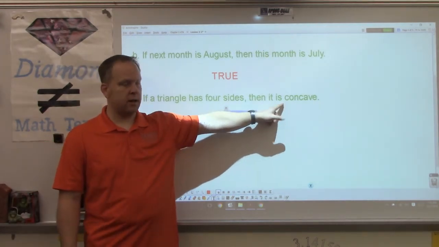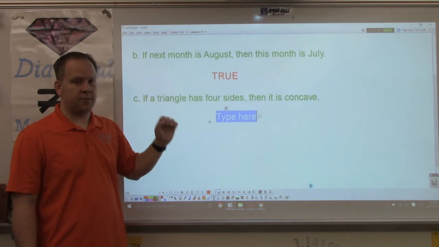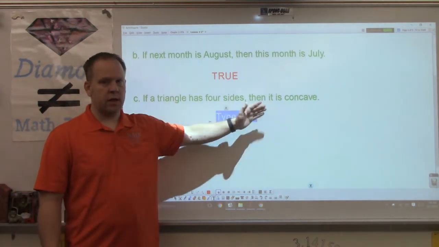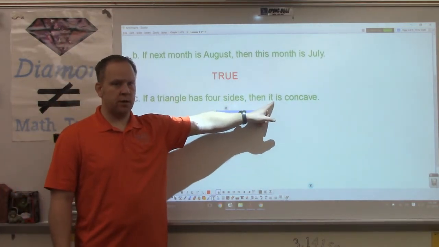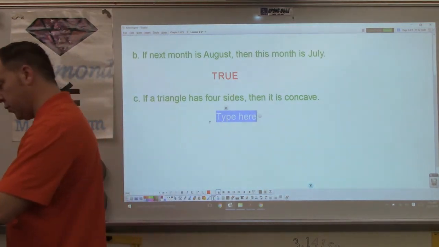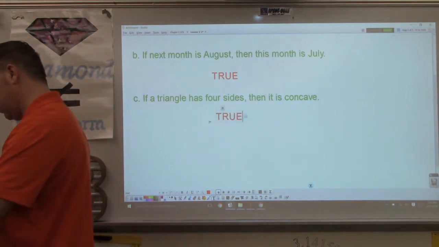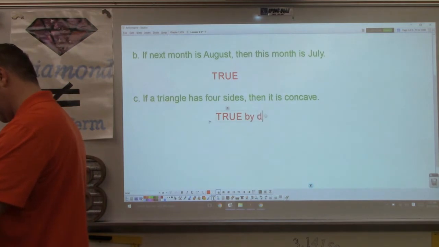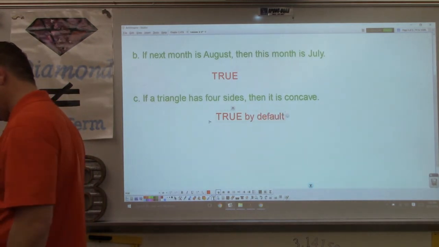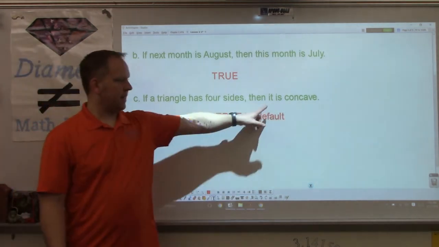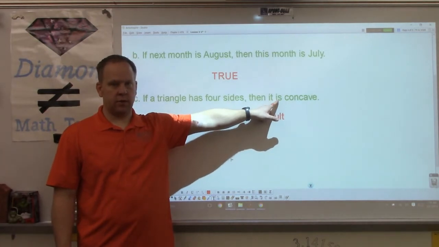I can't prove that. So since this is false, by default, I have to consider this true, because I cannot prove or disprove the conclusion. So this one is considered true by default. Because again, I can't determine yes or no.